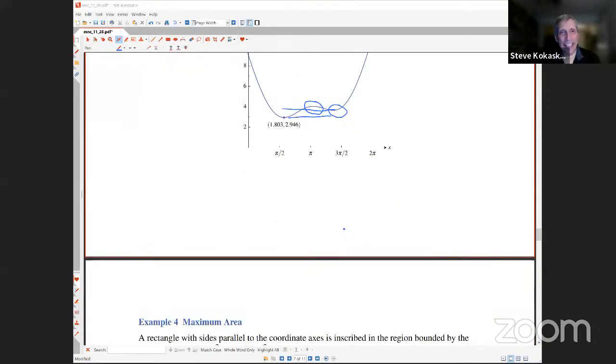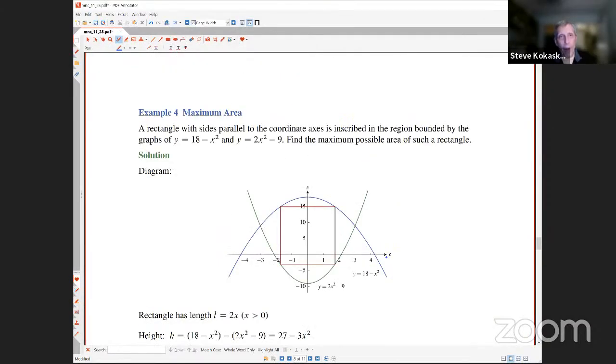All right, let's take a look at example 4 here. Another problem where we want to maximize area. So we have a rectangle with sides parallel to the coordinate axes, and it's inscribed in a region that's bounded by 2 graphs, 2 parabolas, one opening up and one opening down, and we want to find the maximum possible area of such a rectangle.